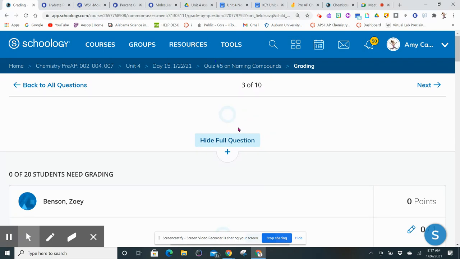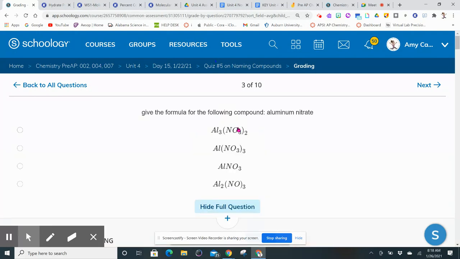So as far as studying for the test, I would go back in my notes, study and memorize so that you can just spit them out of your mouth. Memorize the rules for naming ionic compounds, rules for naming covalent compounds, rules for naming acids. Okay? And then know ionic means it has a metal in it. Covalent doesn't have any metal in it. All right. So give the formula for the following compound, aluminum nitrate.